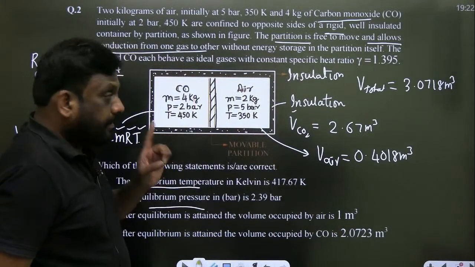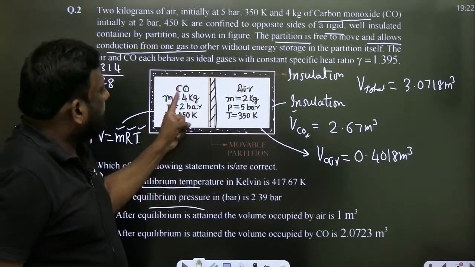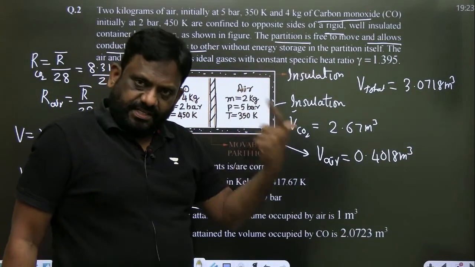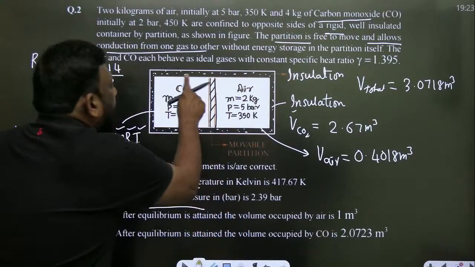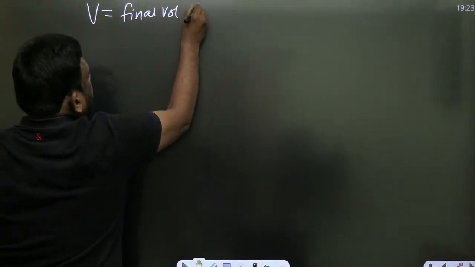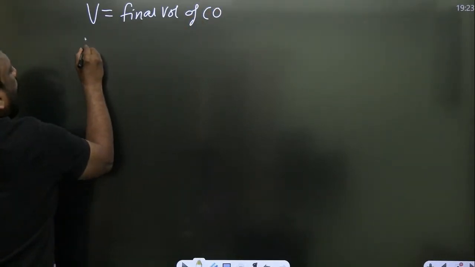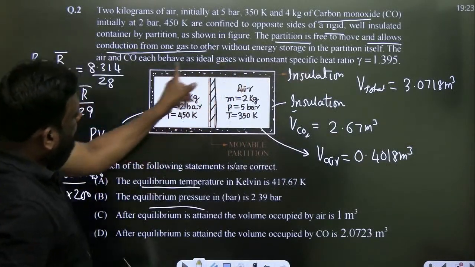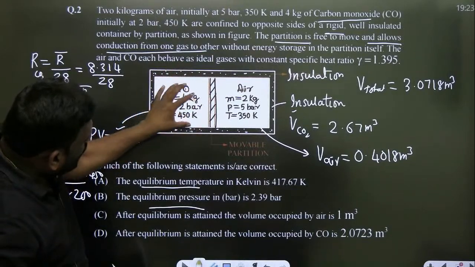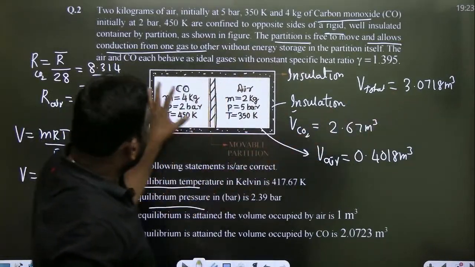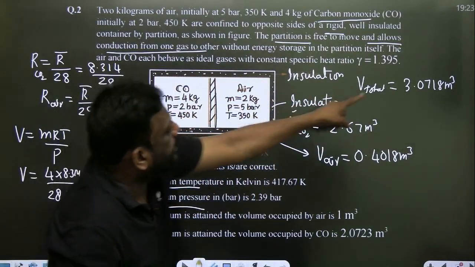Listen carefully. Finally, are these volumes changing? Yes, sir. Because the partition is moving, the final volume is changing. Let V be the final volume of carbon monoxide. What will be the volume of air? Internally the volume is changing, but the total volume is constant. If this carbon monoxide occupies V, what will be the volume of air? The total volume is 3 point something.